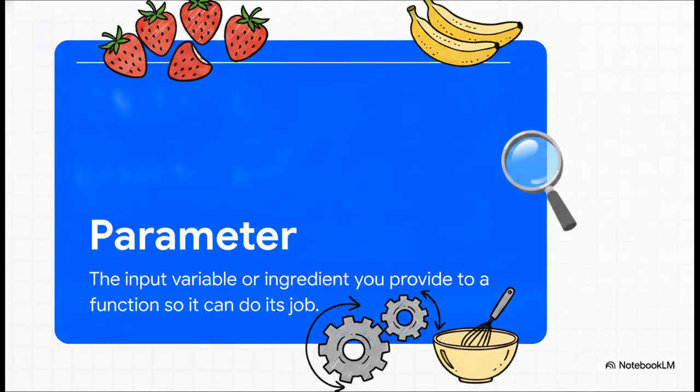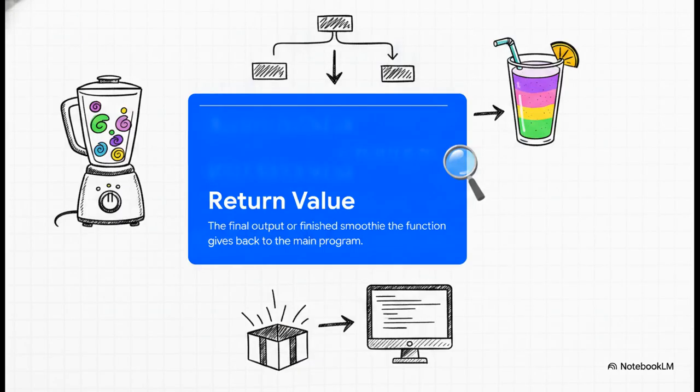Let's map our official vocabulary to that smoothie metaphor. First up is the parameter. A parameter is the input variable, literally the ingredient that you provide to a function so it can actually do its job. So if your function's job is to add 2 numbers together, those 2 numbers, those are your parameters. They're the strawberries and bananas you're handing over to the code. And then on the flip side, we have the return value. This is the final output. It's the finished smoothie that the function actively gives back to your main program.